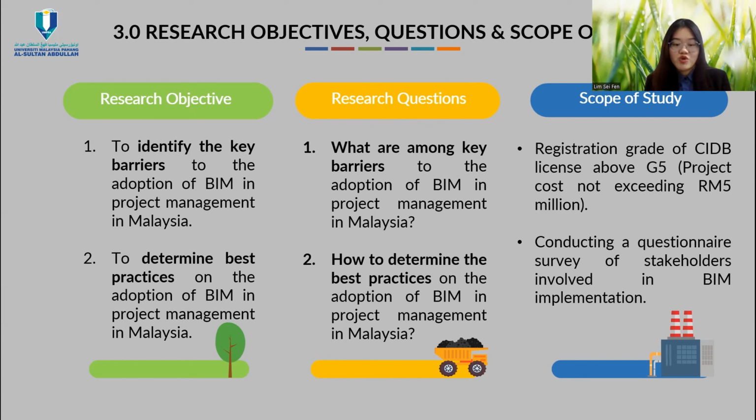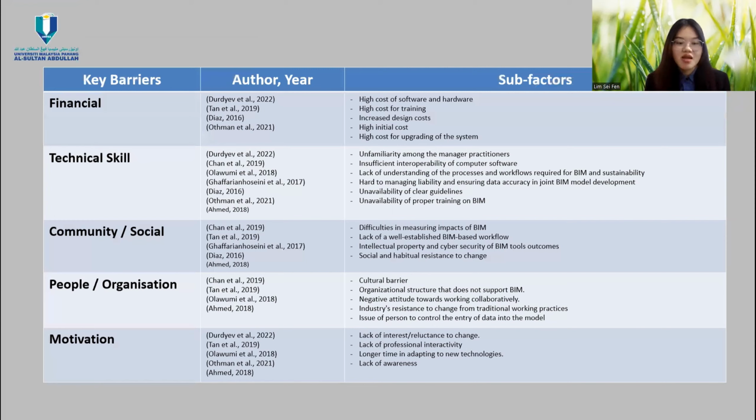It is important to note that for the scope of our study, we will specifically target projects with a registration grade of CIDB license above G5, where the project cost does not exceed 5 million ringgit Malaysia. Additionally, we will focus on conducting a questionnaire survey of various stakeholders involved in BIM implementation.